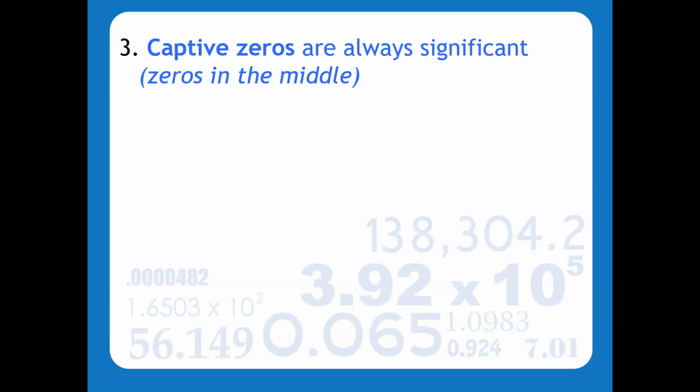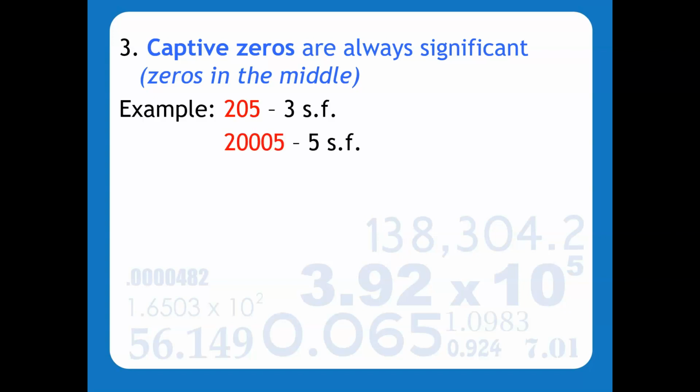Captive zeros, which are zeros in the middle of non-zero numbers, are always significant. So 205 has 3 sig figs. That's 20,005. There are 5 significant figures there. Both sets of zeros are captive zeros.